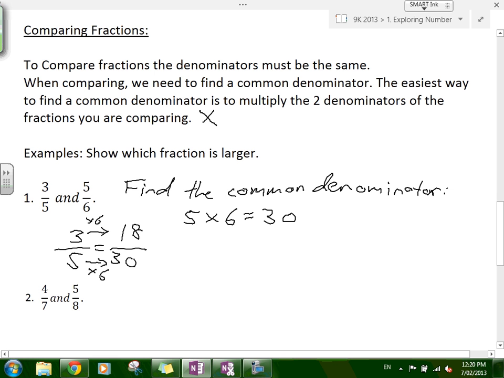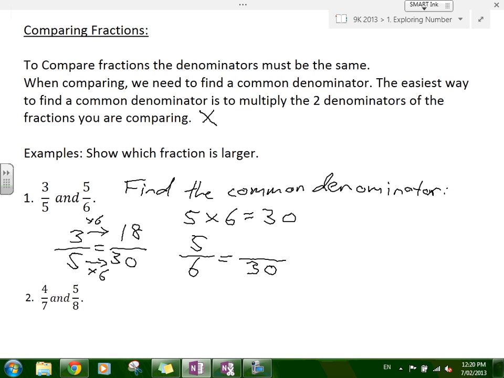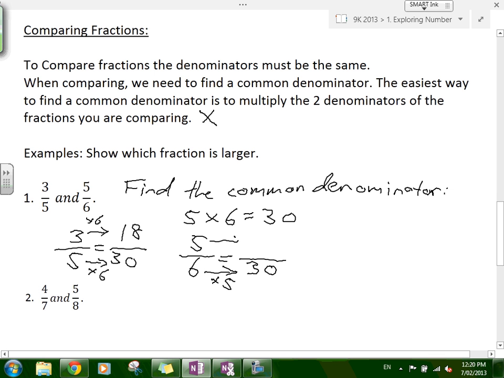And I do the same with 5 over 6. 5 over 6 equals what over 30? 25. Yeah, he times it by 5, which is good. Alright, so it's 25. So now we have 18 over 30 and 25 over 30.